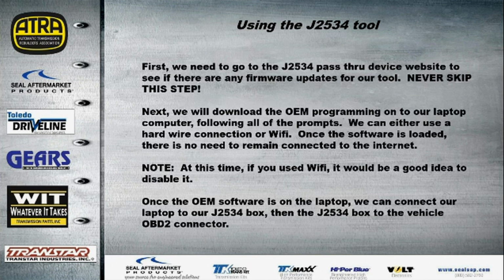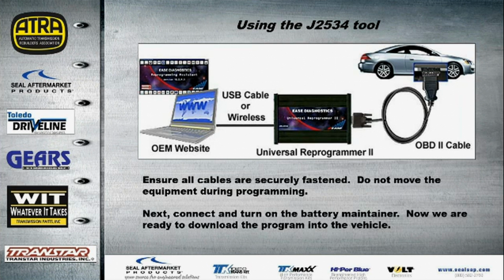Okay, so once we get our OEM software on our laptop, if we used Wi-Fi, we want to go ahead and turn the Wi-Fi off. After we get that OEM software on our laptop, turn the Wi-Fi off. Once the OEM software is on our laptop, then we can disconnect from the internet. Then we can hook up to our J2534 box, and then from our J2534 box to our OBD2 connector in our vehicle, as shown in this diagram.